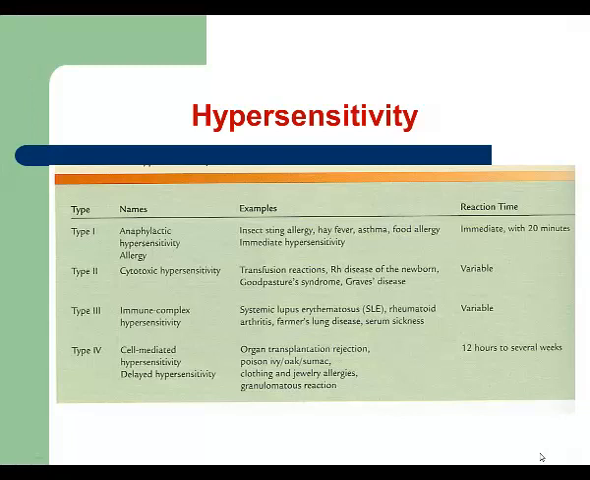Next, we're going to go through each type of hypersensitivity reaction, and we'll talk about their main characteristics. So, type 1, also known as allergy, or anaphylactic hypersensitivity, or immediate type. Why do we call it immediate type? Because reaction time is immediate, or within 20 minutes. Examples of anaphylactic hypersensitivity, or type 1, are insect sting allergy, hay fever, asthma, and food allergy.